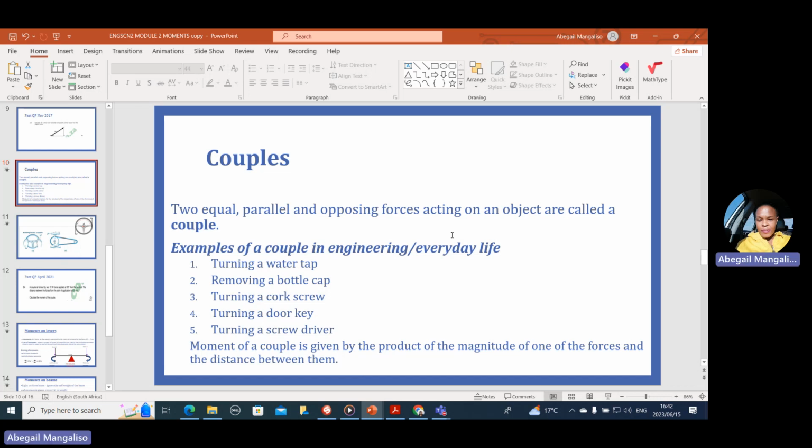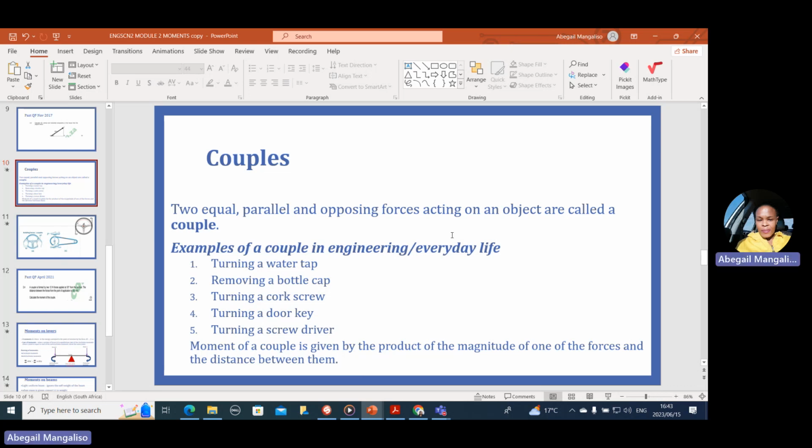Now, examples of a couple in engineering or everyday life. When turning a water tap, you always use your thumb and finger in opposite directions, or when removing a bottle cap, when turning a corkscrew, when turning a door key. You always turn it. You apply two forces that are equal and parallel but opposite in direction. When turning a screwdriver, that is an example of a couple in engineering.